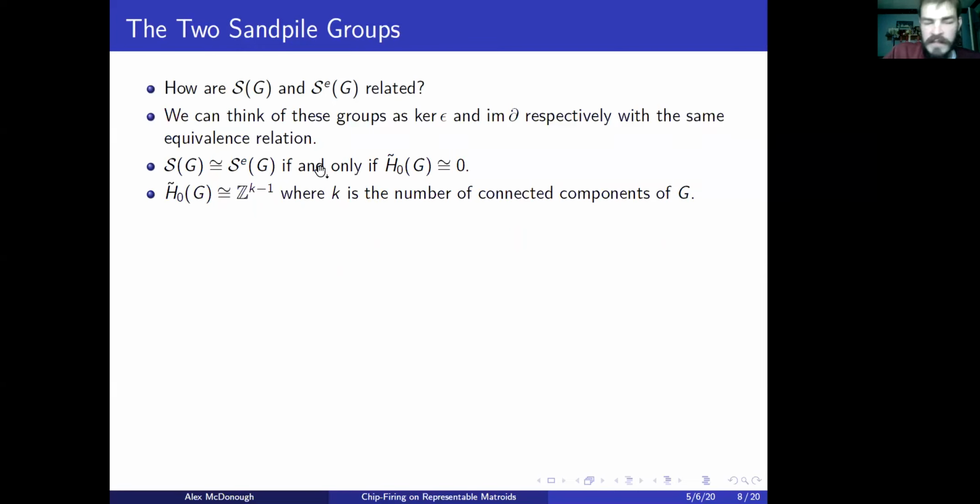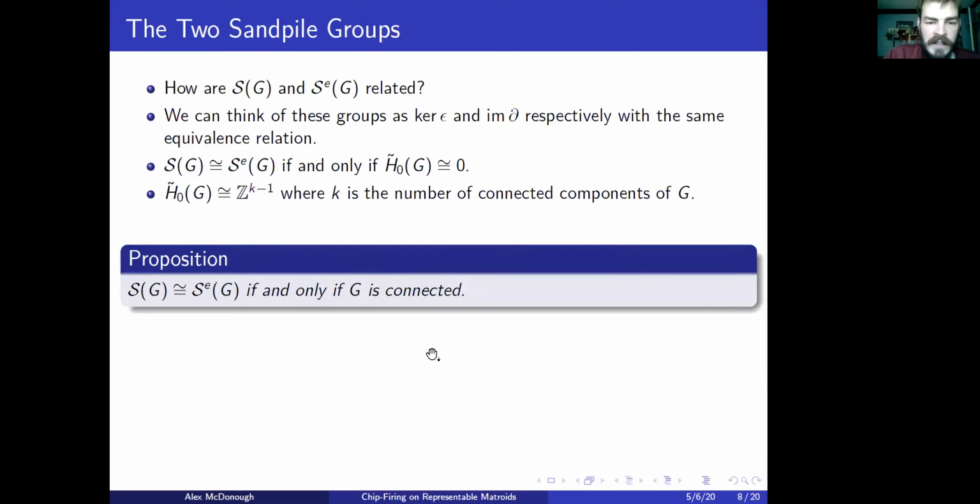And there's this classic result from homology theory that the 0th reduced homology group is going to be Z to the K minus 1, where K is the number of connected components. So in other words, it's going to be trivial if there's 1 connected component. And if there's more connected components, then it's not trivial.